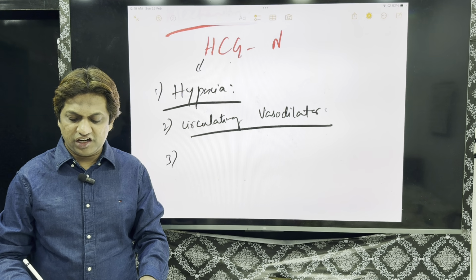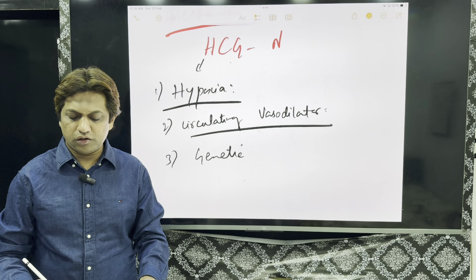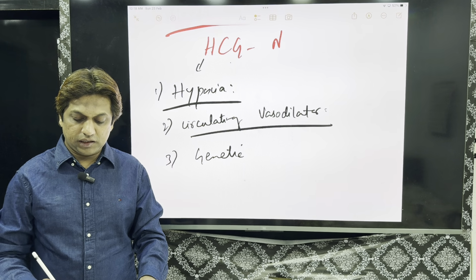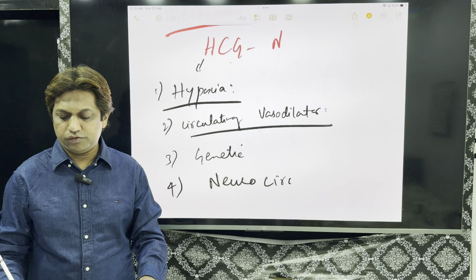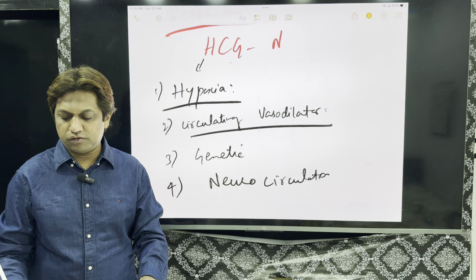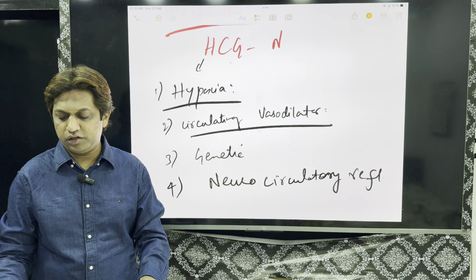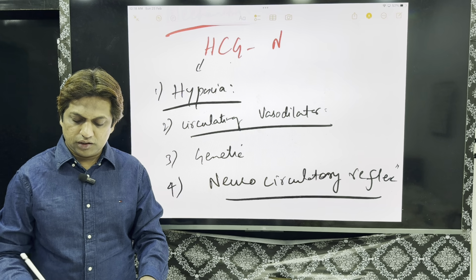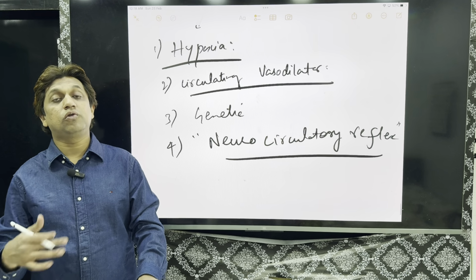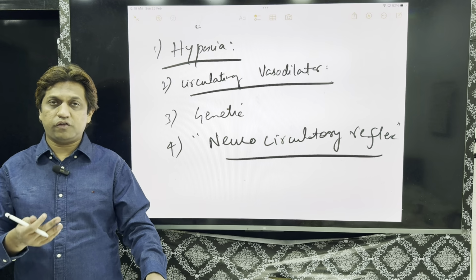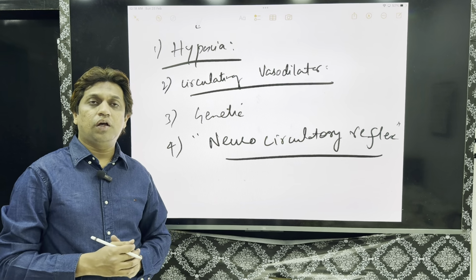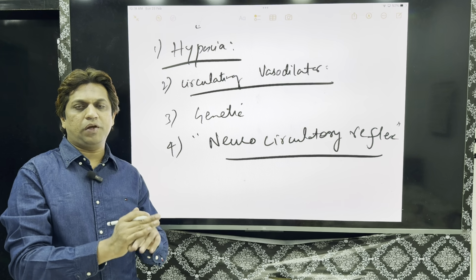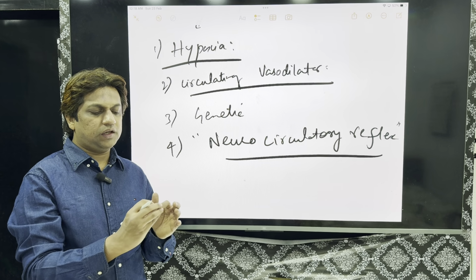Then G, any genetic cause, and lastly N stands for neurocirculatory reflex. Many studies have proved that this theory can be a cause of clubbing. This reflex again has its afferent pathway via the vagus nerve. To support this hypothesis, if you cut the vagus, that is vagotomy, the clubbing is relieved.